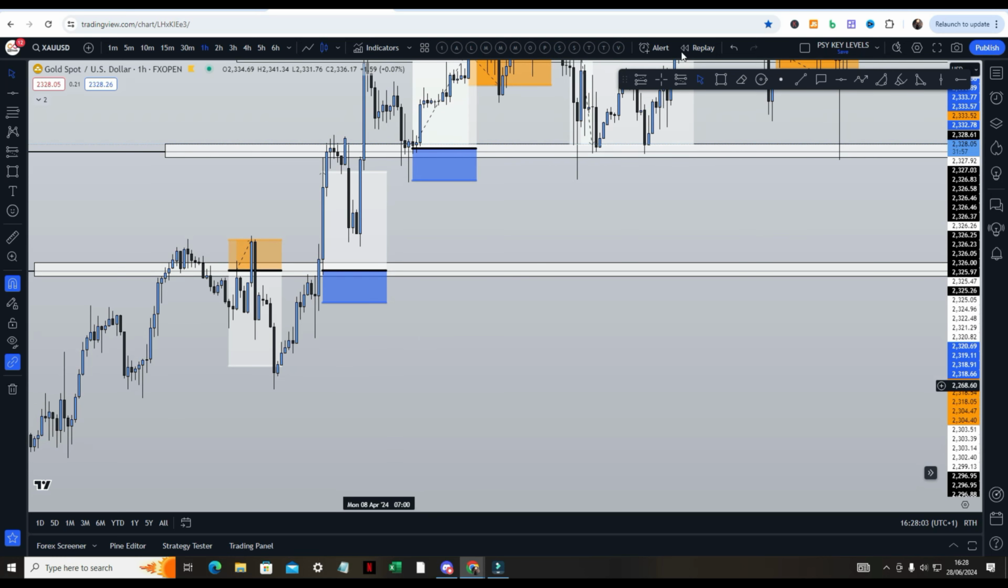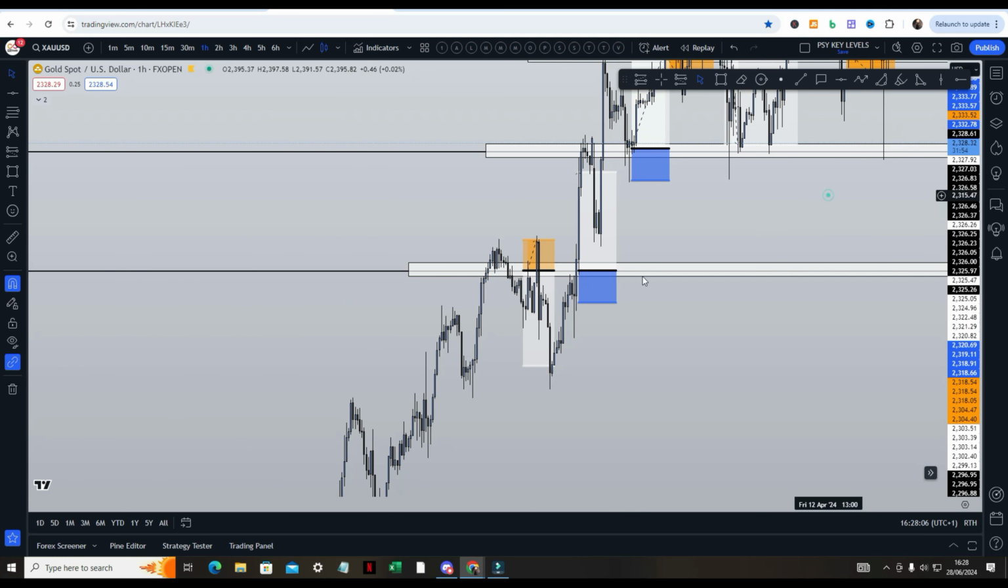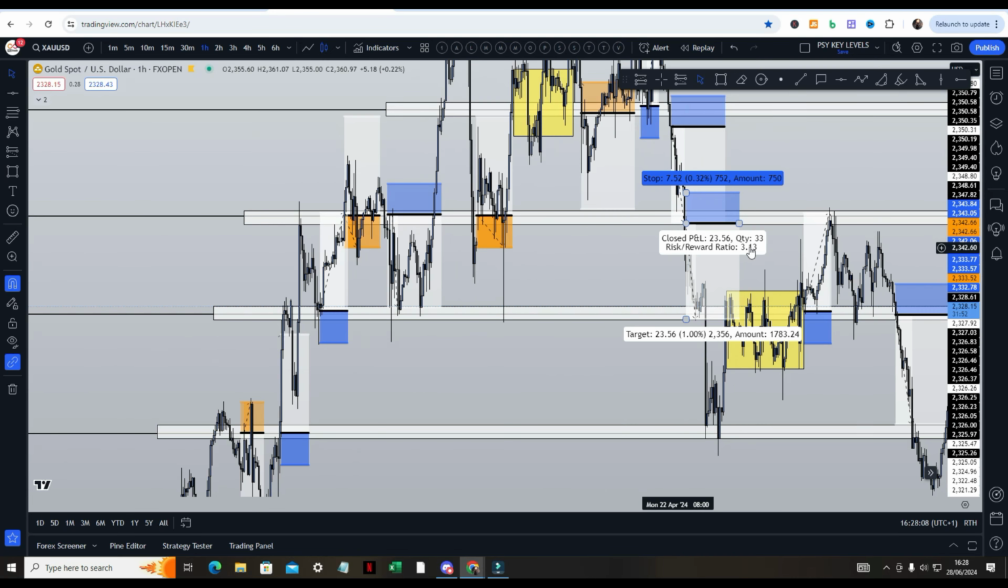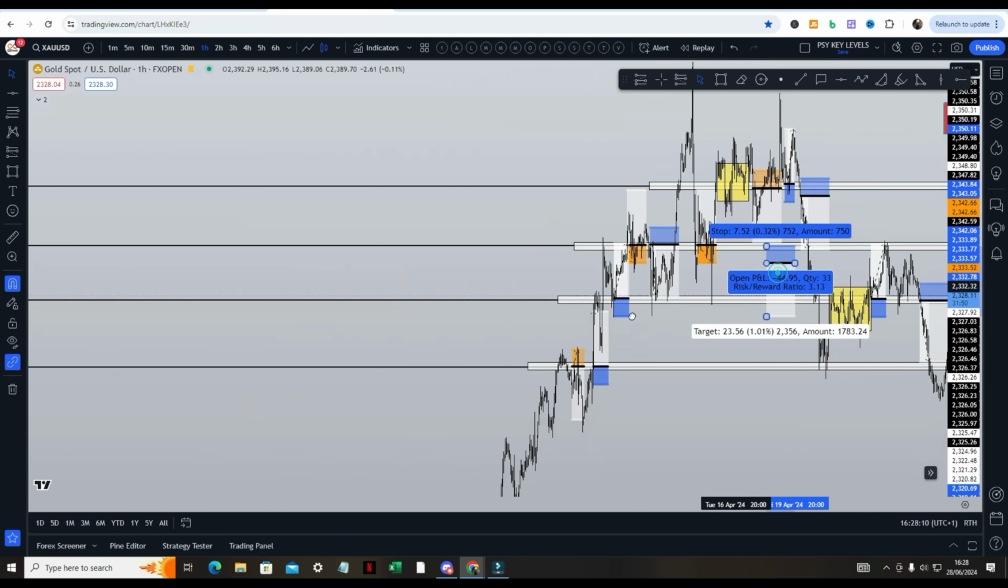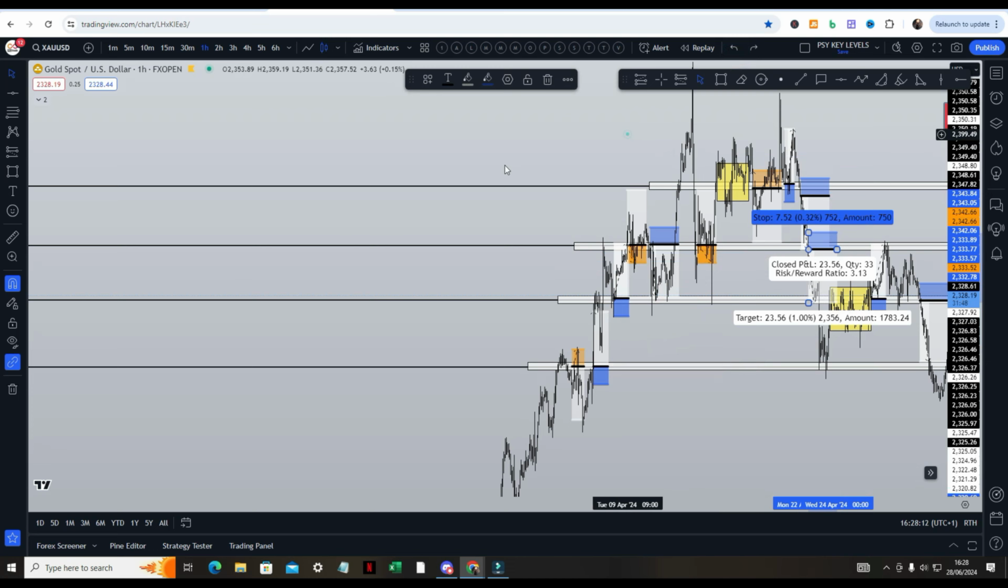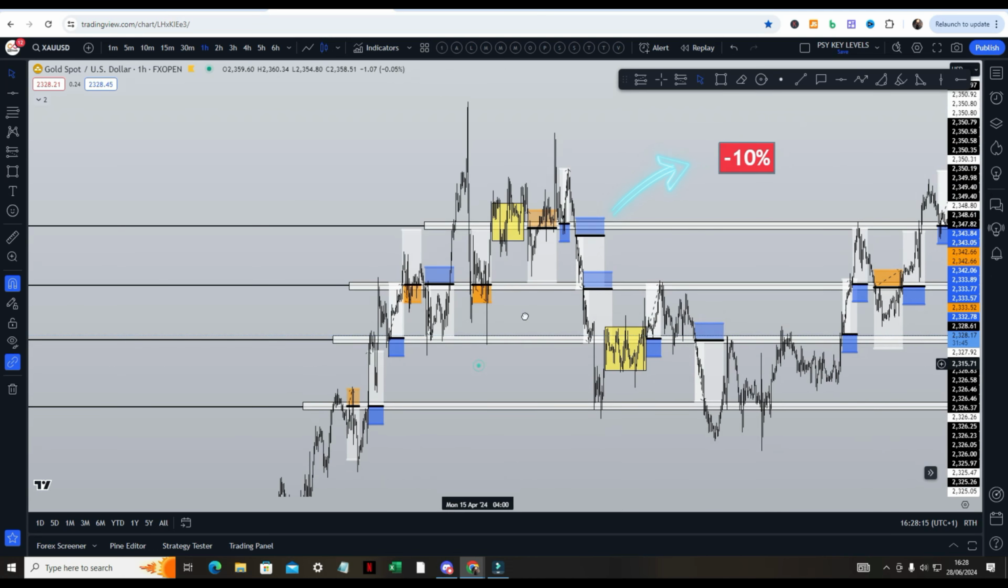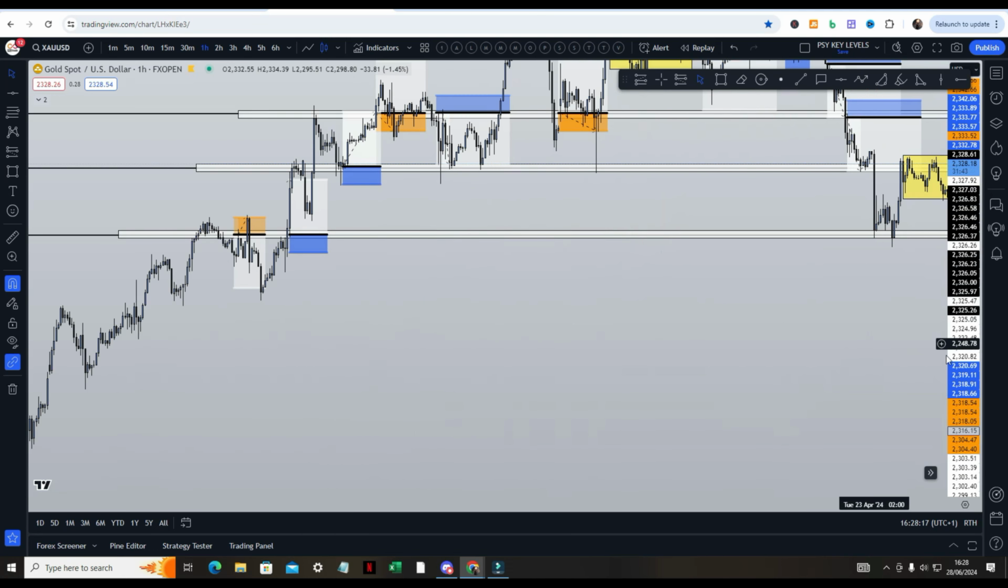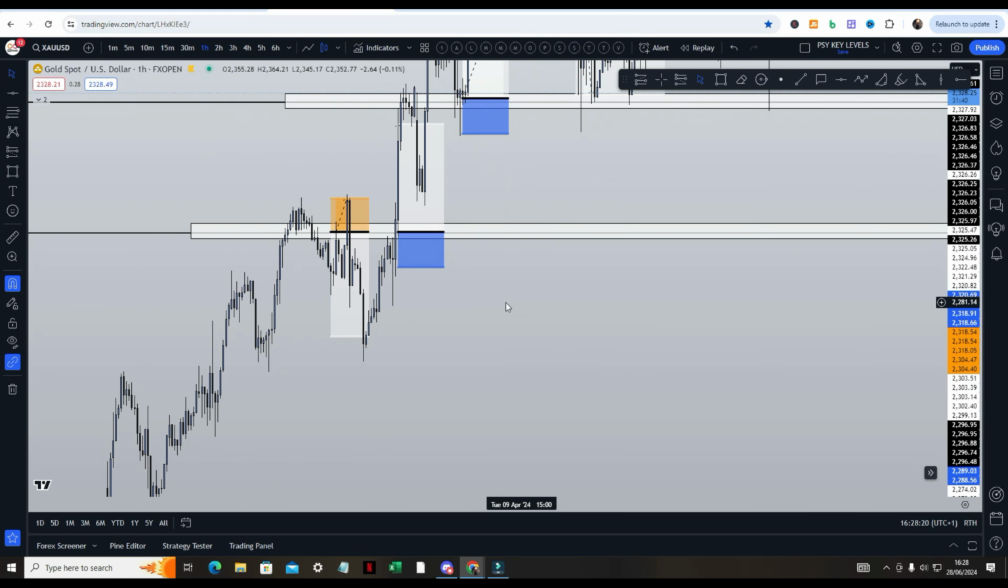Also, what I forgot to mention, we're going to give the market the benefit of the doubt, which is something I always like to do. Don't know why I dragged that across here. So minus 10%. We're already in minus 10%. We're going to give the market the benefit of the doubt. So we're in minus 10% already.